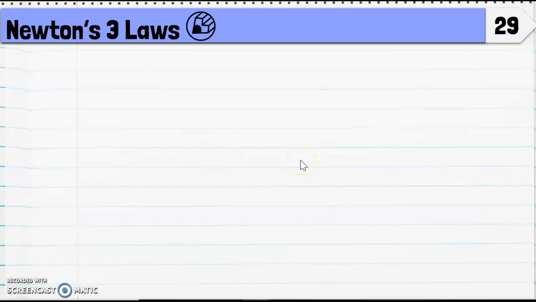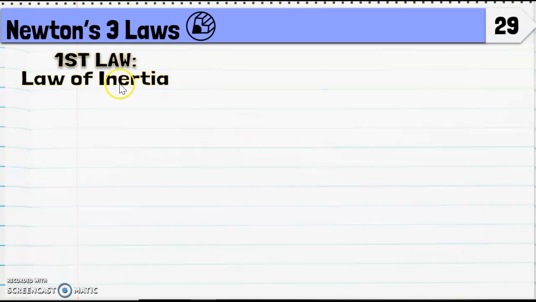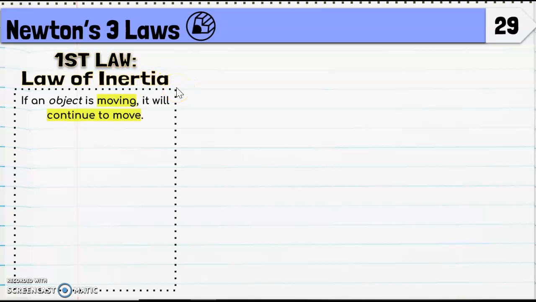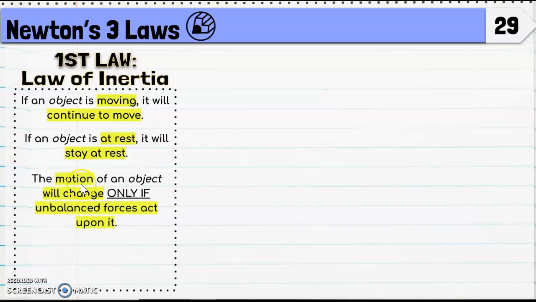In Unit 3, we've been talking about force and motion, and today we're going to look at Newton's 3 laws of motion. The first law is called the law of inertia. Inertia is one of our vocabulary words for this unit, and what it means is that if an object is moving, it will continue to move. If an object is at rest, it will stay at rest. So the motion of an object will change only if unbalanced forces act upon it.